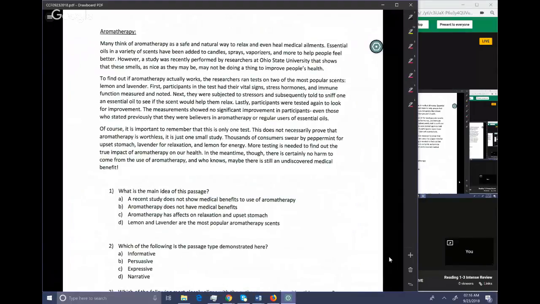And so you can tell from the intro paragraph that they're saying a recent study does not prove anything about there being a medical benefit to aromatherapy. So you can see that that's where that's headed right from the time that you're in the intro paragraph.